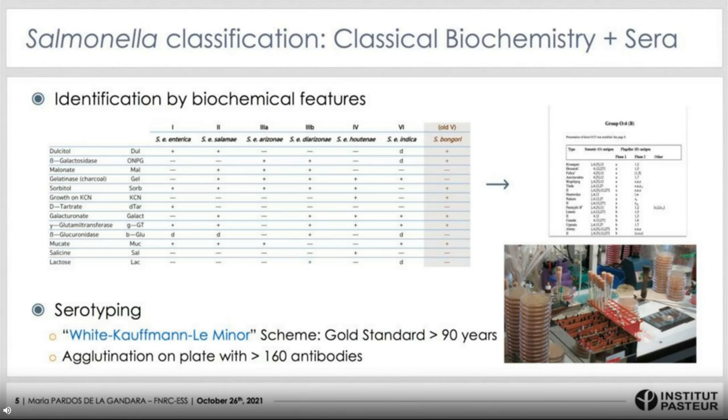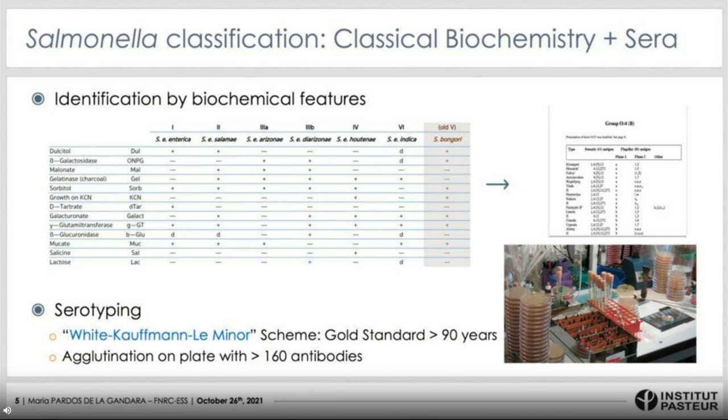Okay, so traditionally Salmonella has been classified using a first step of biochemical identification following the subspecies regarding a set of substrates, and followed by the serotyping, in which an agglutination must be done on plates using over 160 antibodies and following the White-Kaufmann-Le Minor scheme, which has been the gold standard to identify serotypes for over 90 years.